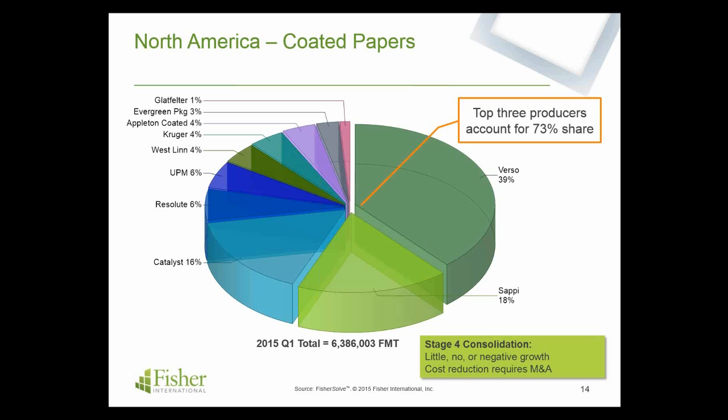Coated papers, very much the same way. The Verso NewPage deal has been in the news over the last year. When that deal was finally consummated, Verso ended up with 39% share. So that means the top 3 shareholders now account for 73% of the total market, putting it in stage 4 consolidation. Clearly, the market is in negative growth patterns now, and that requires more M&A activity. So we would expect to see more consolidation of these smaller segments as the market continues to contract.